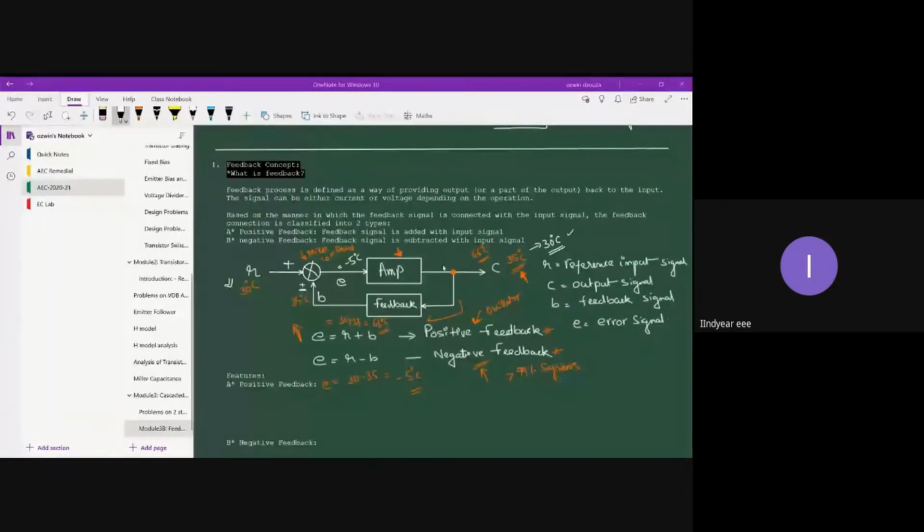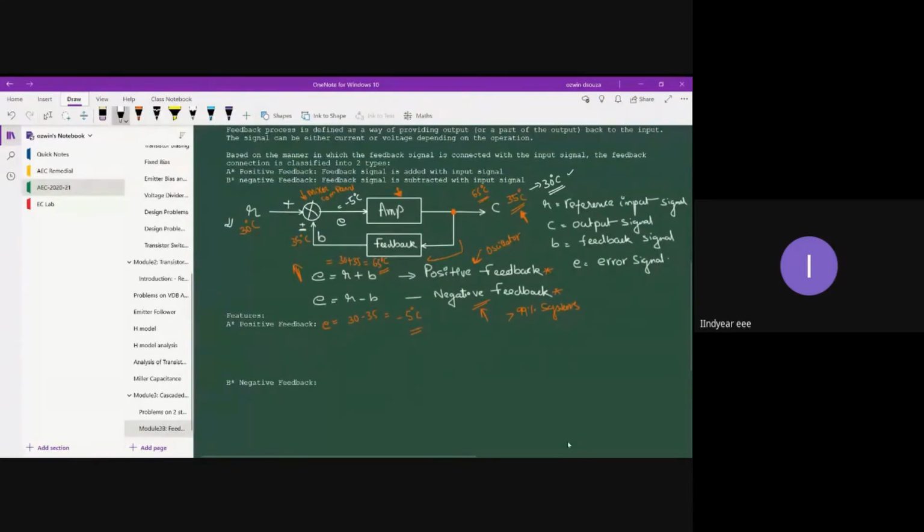Hope you understood the difference between positive and negative feedback. If yes, can I quickly get a yes in the chat box? Okay, fine, great. So that's the difference between positive and negative feedback.